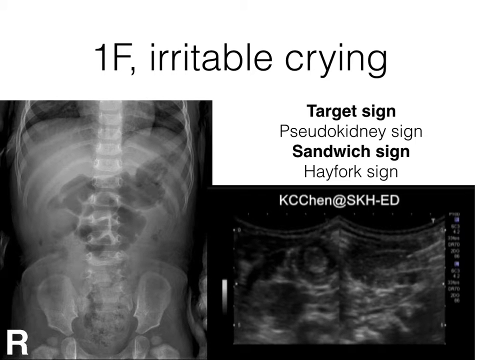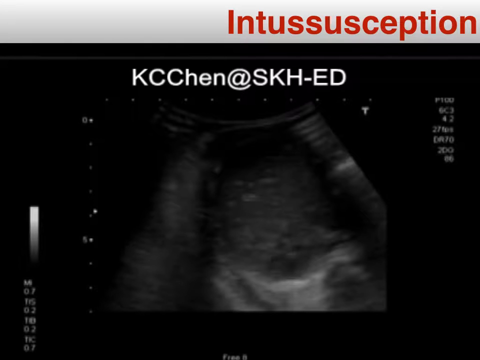Just like this one, it looks like a target. Like this one, something like a sandwich or half fork, or if that is a little bit oblique, it looks like another kidney, but the kidney is here, so it's kind of a pseudo kidney. A lot of names to describe that. Crescent, donut, double crescent. A lot of names, but they describe the same thing.